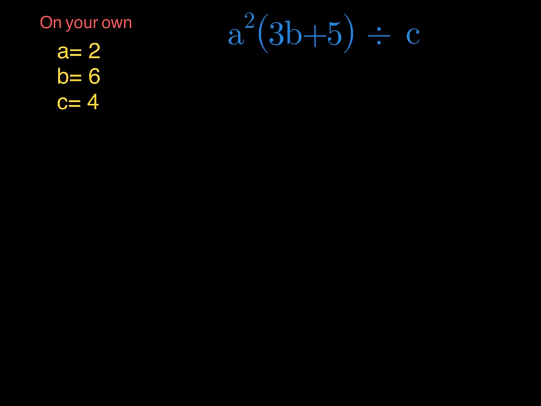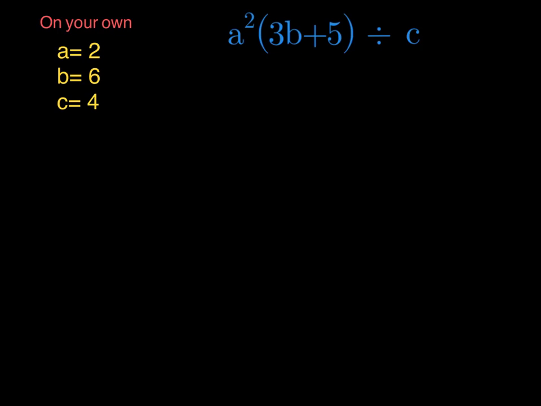Alright, a couple more things before we finish up. You will have some where they want you to plug in a certain value for a variable. So in this expression, they give you a squared times 3b plus 5 divided by c. And then they'll give you certain values that each variable stands for. So in order to solve this, all you need to do is wherever you see an a, plug in a 2. Wherever you see a b, plug in a 6. And wherever you see a c, plug in a 4. And then to solve, just follow your order of operations like normal. Pause the video and see what you get.